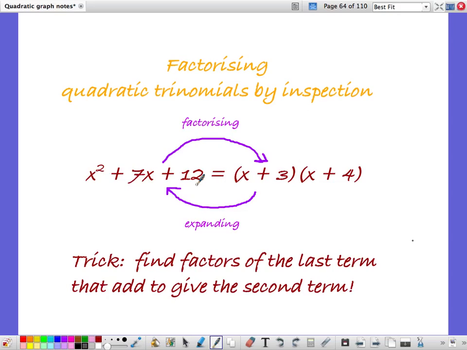And the trick here to think about is find factors of the last term, or c, if it's ax squared plus bx plus c, so of the last term c, that add to give the second term, which is your b term. Okay, so factors, in this case, factors of 12 that add to give 7, and that's what they are. So here's a factor of 12, these two, 3 times 4 is 12, and plus 3 added to plus 4 gives you plus 7. So it's pretty straightforward. You just need to have a little bit of a system. So we'll do some examples and hopefully you'll see it.